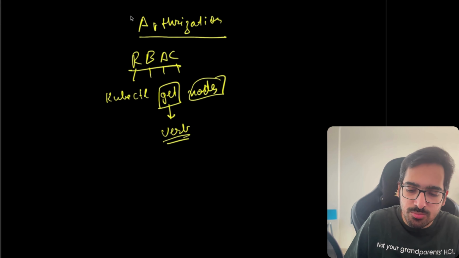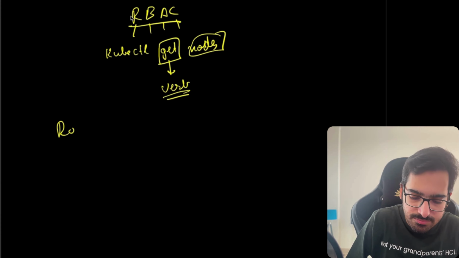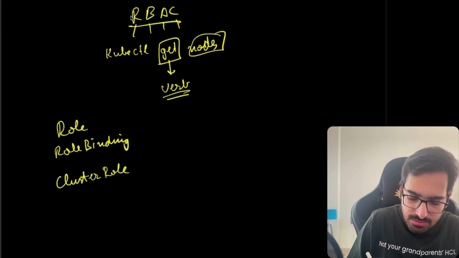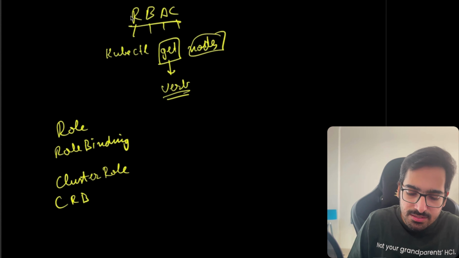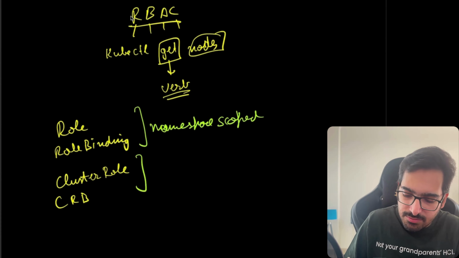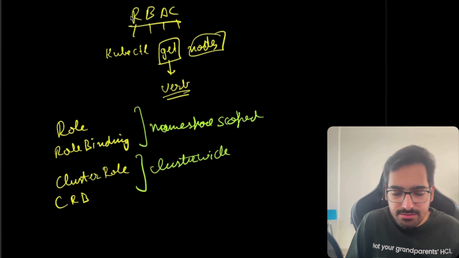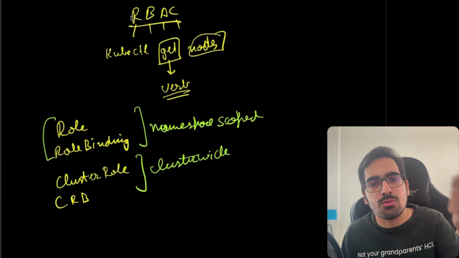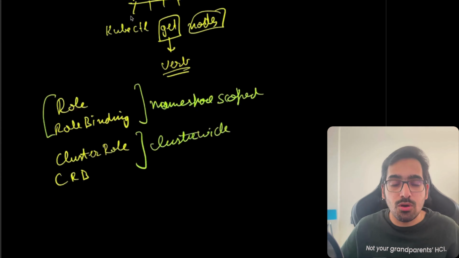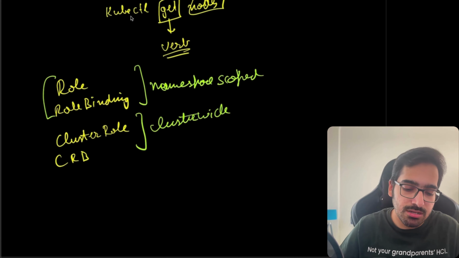What happens is, in Kubernetes, there is a concept of role binding, cluster role, and CRB, cluster role binding. These are namespace scoped and these are cluster wide. Usually for security reasons, try to create a role and role binding rather than the cluster role and the cluster role binding.